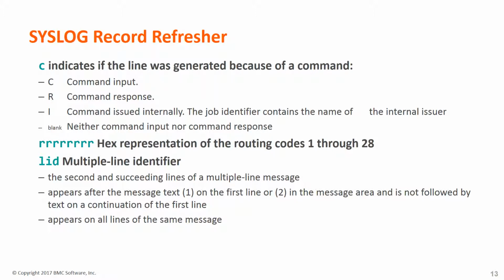The second character indicates whether the message is related to command processing. If it's a C, that means it's the input to process the command. If it's an R, it's the response from the command. And if it's an I, that means it's something that was issued internally. The next part of the message will indicate the routing codes 1 through 28. And if you have a multi-line message, then you will also see an identifier for that on each of the subsequent messages.